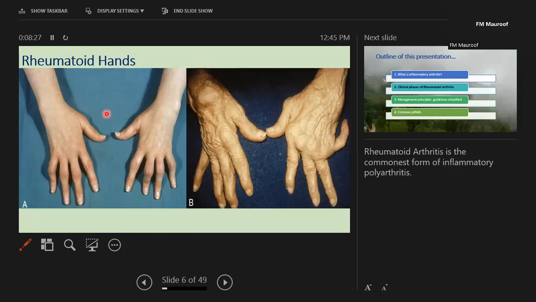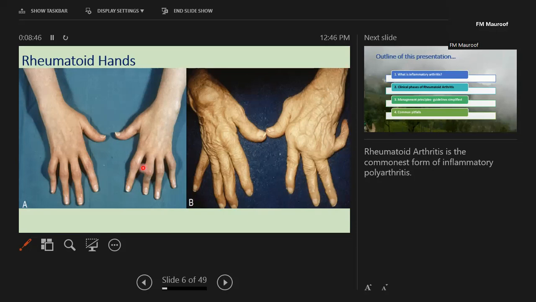Now, if we go on, rheumatoid arthritis is the commonest autoimmune inflammatory arthritis. So my presentation would be mainly based on the management principles of rheumatoid arthritis. Because of the time constraints, I would not have time to talk about the others in detail.